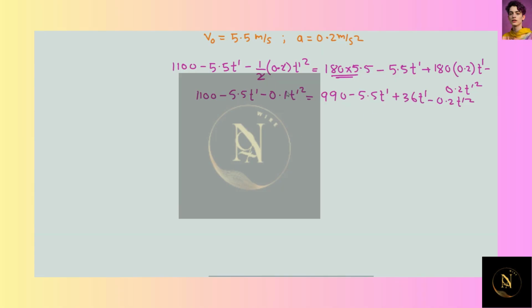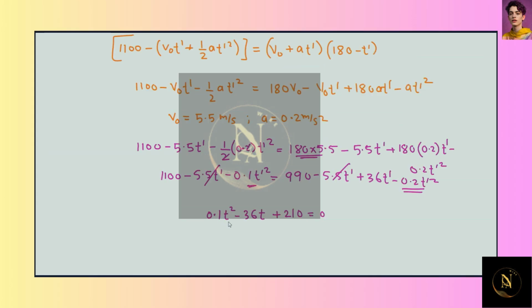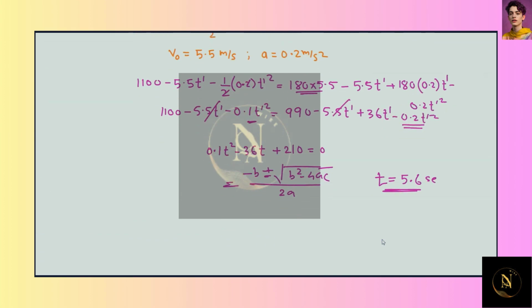After simplifying, the terms cancel, and taking everything to one side, we get a quadratic equation. If we solve it using the formula minus b plus or minus root of b square minus 4ac divided by 2a, we find the value of t approximately equal to 5.6 seconds. So this is the final answer.